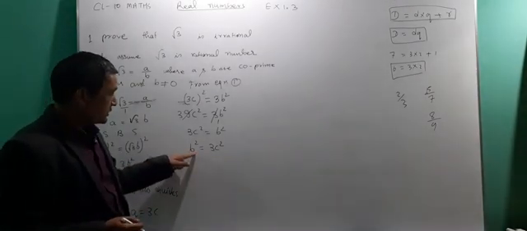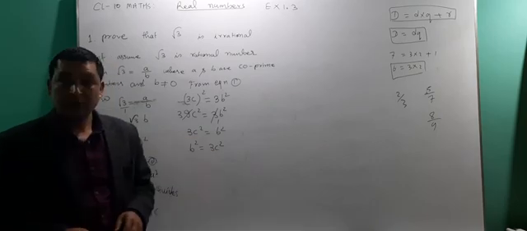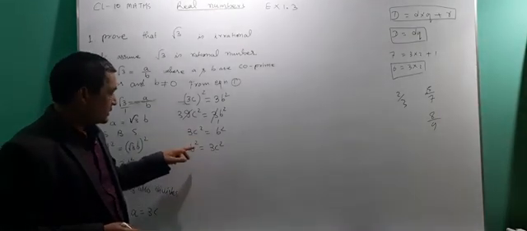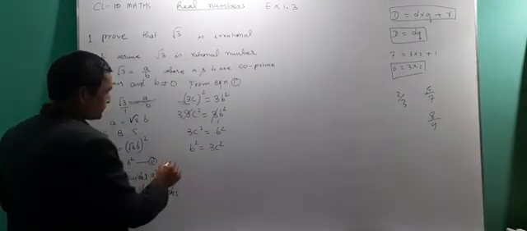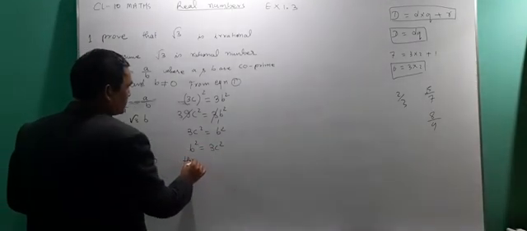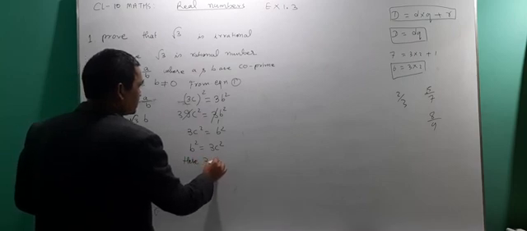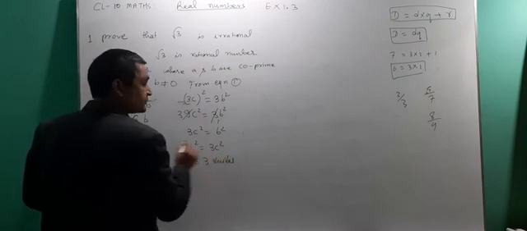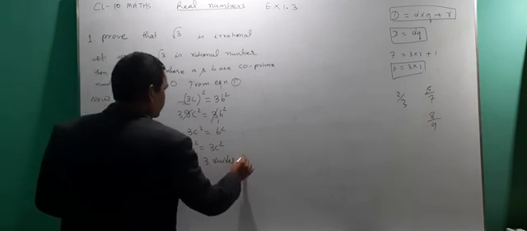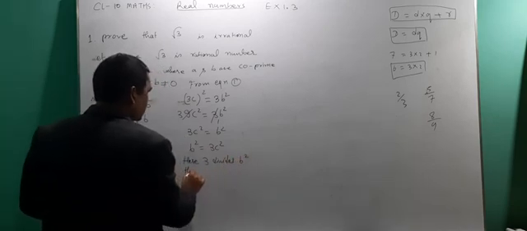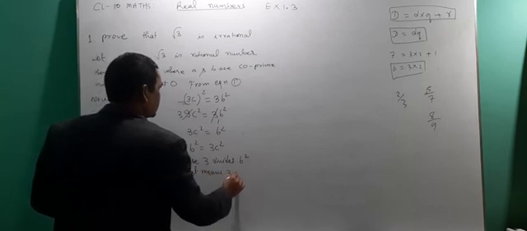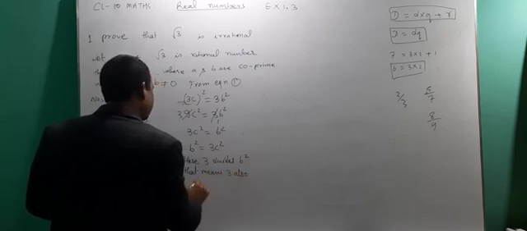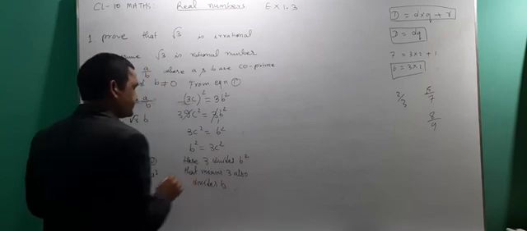Now b square को 3 ने c square टाइम divide हो रहा है. That means 3 divides b square how many times? c square. Okay, here 3 divides b square. That means 3 also divides b.